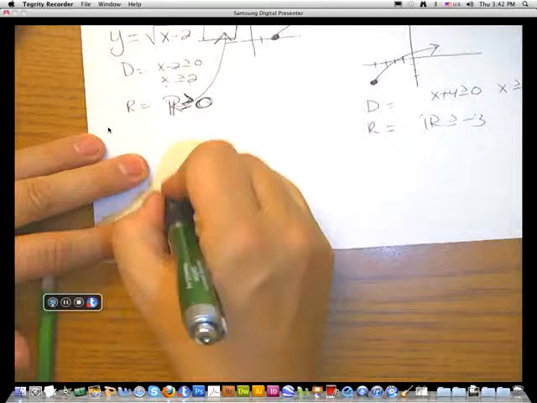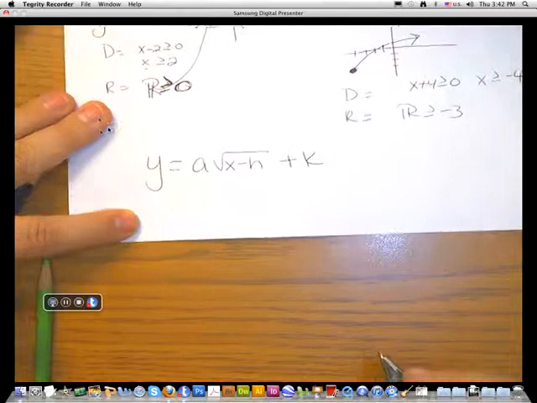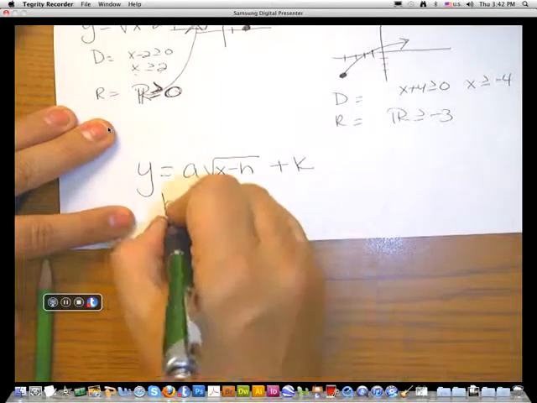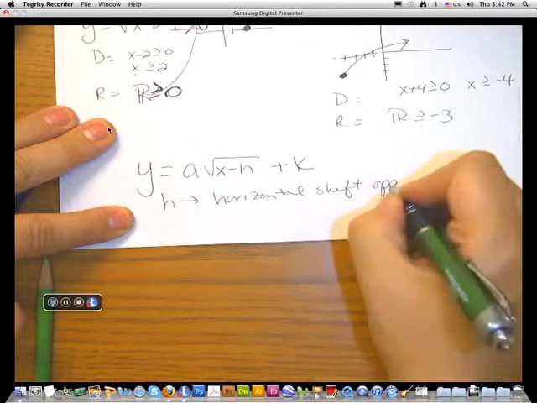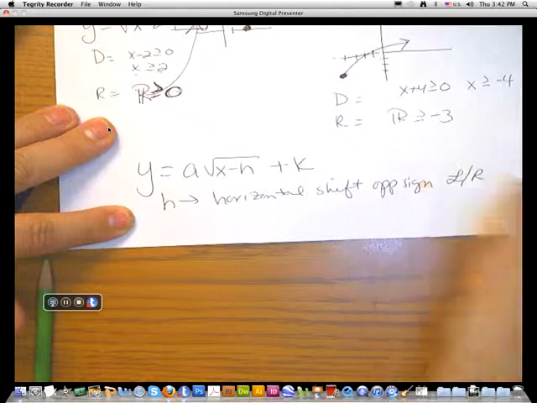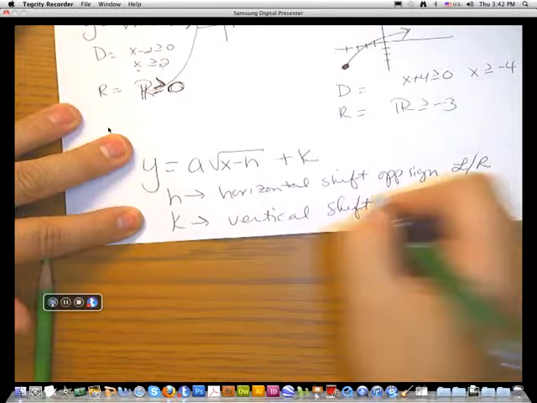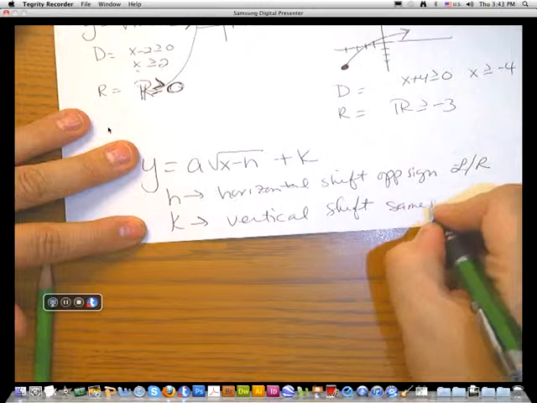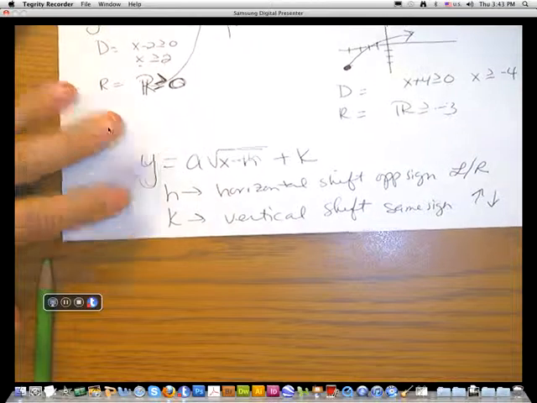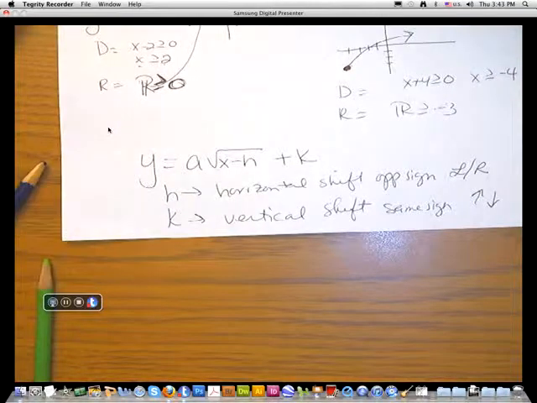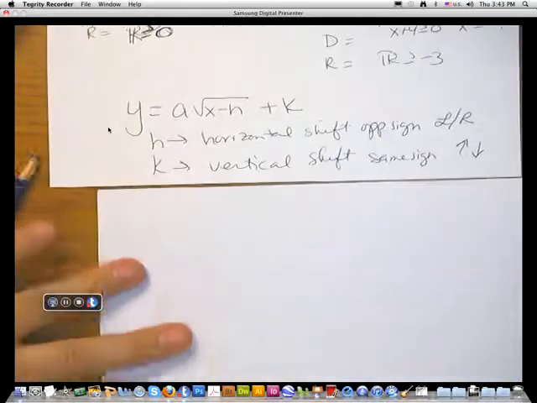What this comes from is our general format of y equals a times the square root of x minus h plus k, where h is the horizontal shift, opposite sign, left and right, and k is the vertical shift, same sign, up and down. And we've dealt with this h and k already with our parabolas, and they have the exact same properties. And a stretches it, makes it skinny, makes it fat.